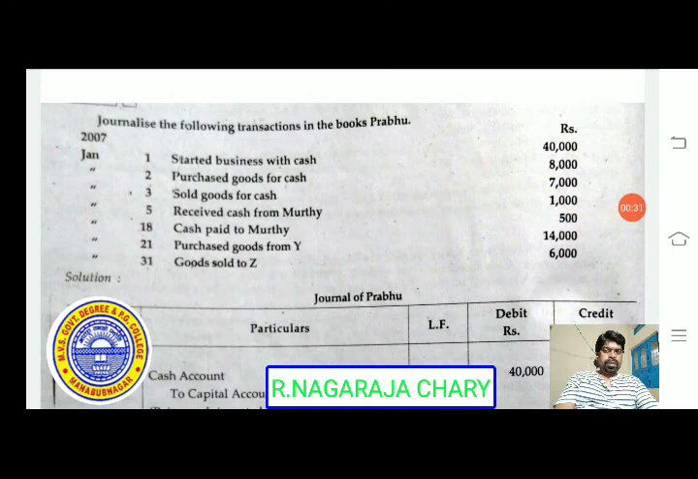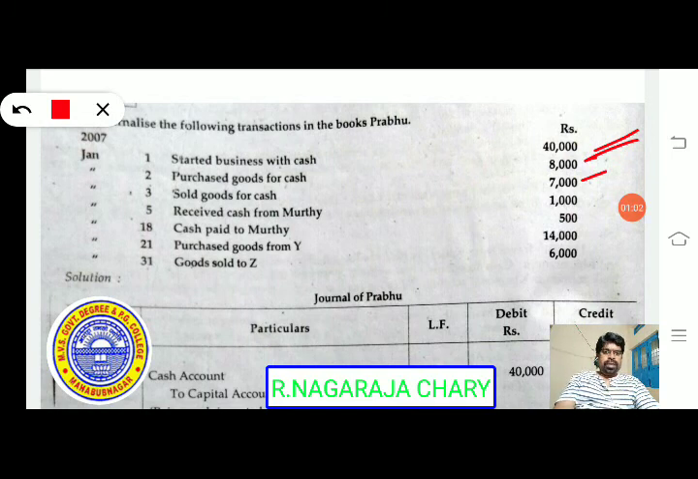Here we see one problem: journalize the following transactions in the books of Prabhu. In 2007, on January 1st, started business with cash, that is 40,000 rupees. On January 2nd, purchased goods for cash, that is 8,000 rupees. On 3rd, sold goods for cash, that is 7,000.